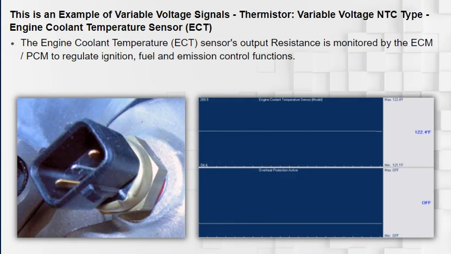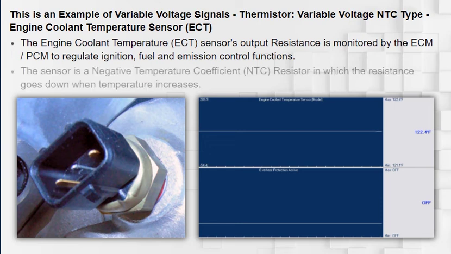The engine coolant temperature, ECT, sensor's output resistance is monitored by the ECM-PCM to regulate ignition, fuel, and emission control functions. The sensor is a negative temperature coefficient, or NTC, resistor, in which the resistance goes down when temperature increases.